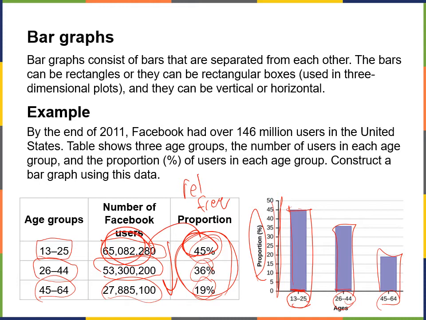Probably today, I would guess, this was in 2011, if they did it today, it would probably have the reverse picture. I would say probably 45 to 64 would be the biggest group here, and then it would trail off maybe the other way. I don't know a whole lot of 13 to 25s who are into Facebook anymore, but whatever.